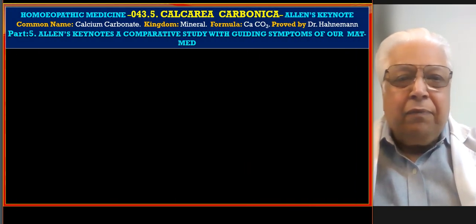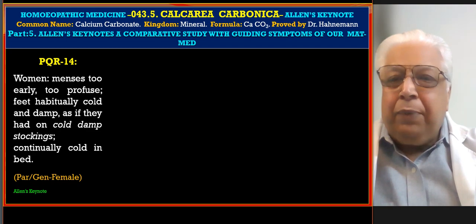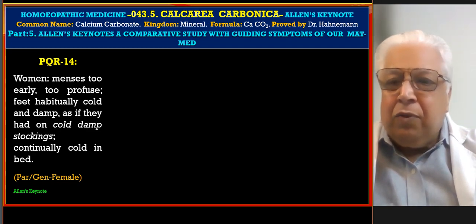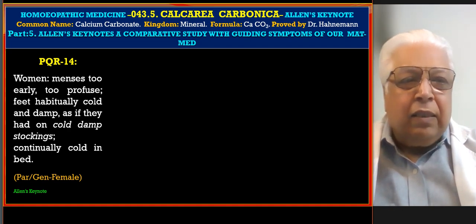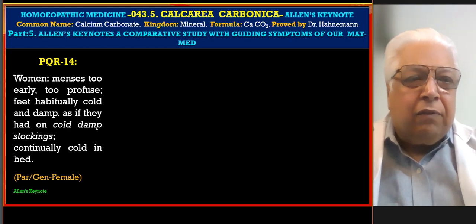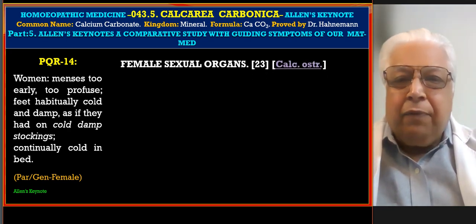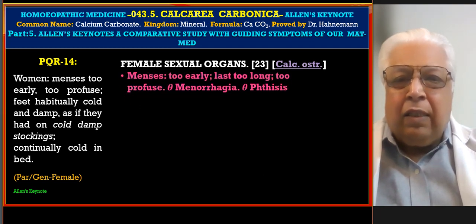So we have now come to the PQR 14, woman, menses too early, too profuse, and feet habitually cold and damp, as if they had cold damp stockings, continually cold in the bed. This is a particular general especially related to the females, and we find the reference in female sexual organs, chapter 23 in Hering's Guiding Symptoms.